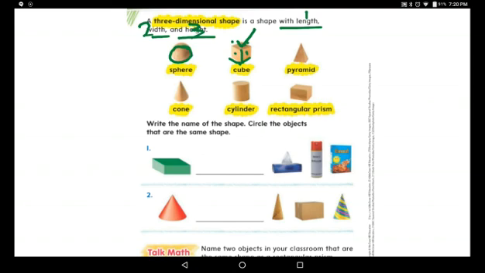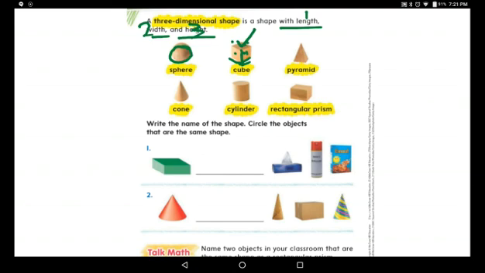And they have edges, and they have corners or vertices where two sides are meeting here, and we have also edges.